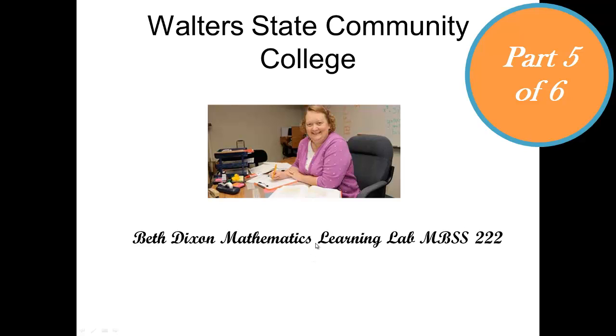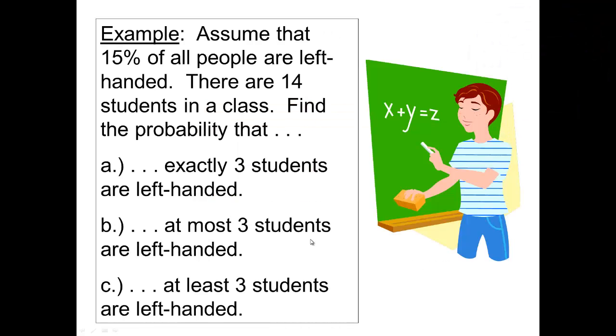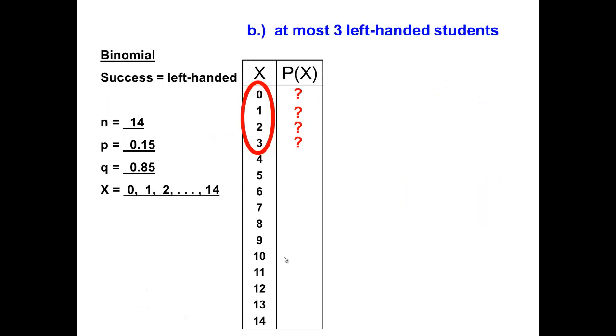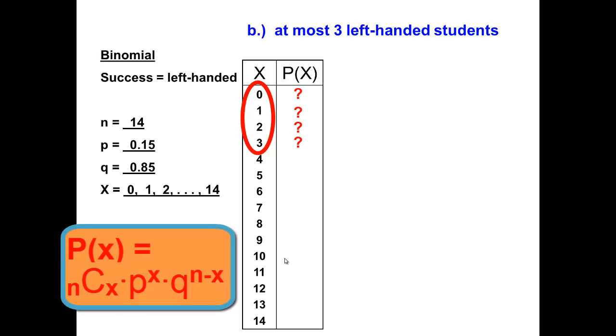And we are in the middle of an example on this video. Our example is: assume that 15% of all people are left-handed. There are 14 students in a class. Find the probability that exactly 3 students are left-handed, at most 3 students are left-handed, and at least 3 students are left-handed. In part 4A of this example, we did exactly 3 students, and we're now ready to do part B, at most 3 are left-handed.